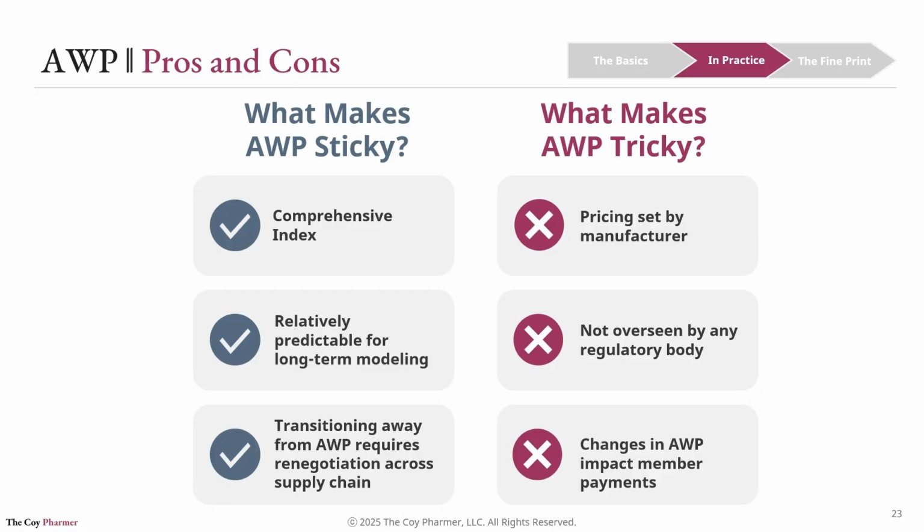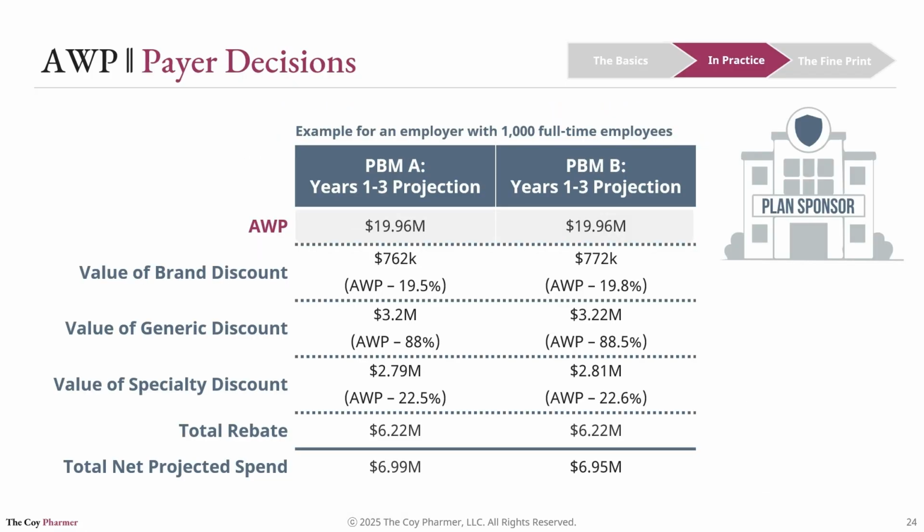Next, I would like to review an example of how AWP can flow through and impact the payer decisions, or the decisions that the plan sponsors are making surrounding which pharmacy benefits manager or PBM they would want to do business with to process their pharmacy claims. So this is a very oversimplified spreadsheet that a consultant would use to be able to project costs forward for PBM A and PBM B.